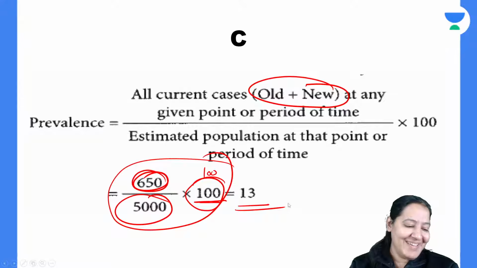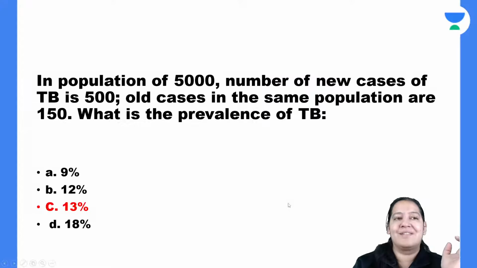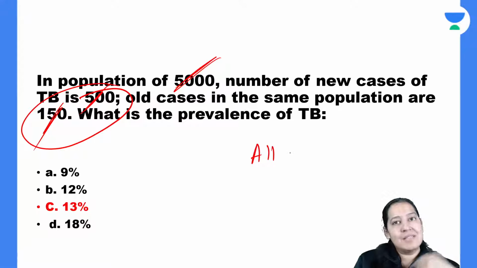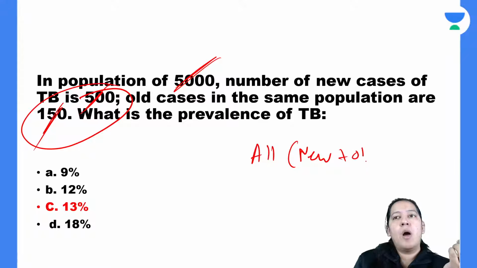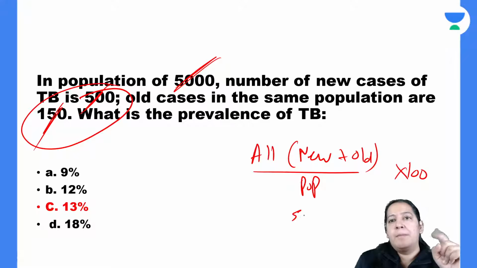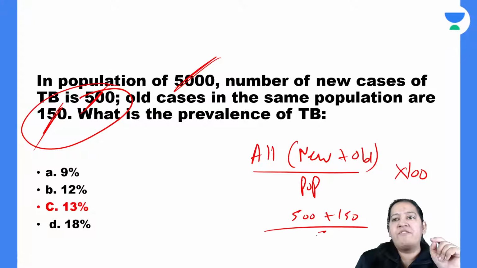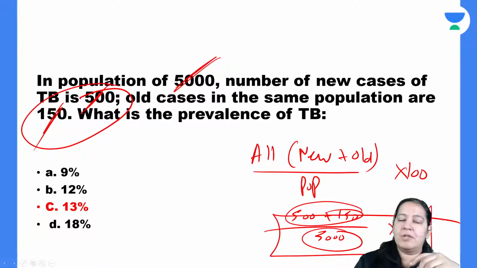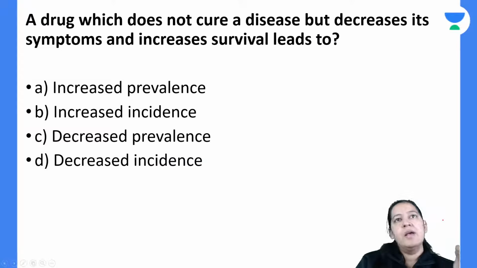Yes, Iram, correct. Rishinika, correct. The answer is 13. So it was an easy question. The examiner has given you the population, the new cases, and the old cases. So you have to add new plus old to find all cases. All cases, new plus old, upon total population into 100. So it is 500 plus 150 upon 5,000 into 100, which is 650 upon 5,000 into 100, and you can solve it. Everyone give me a thumbs up. So we have done it.